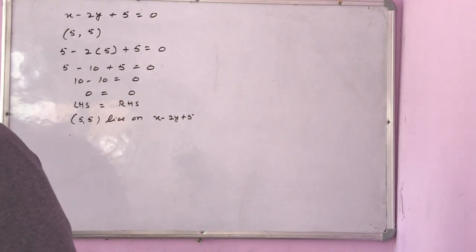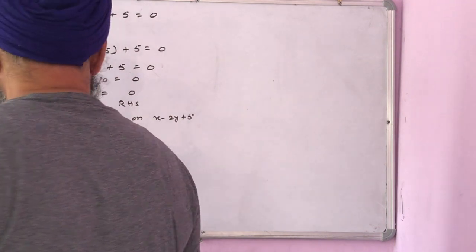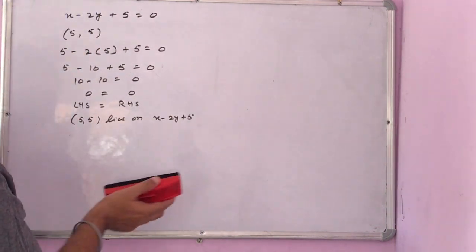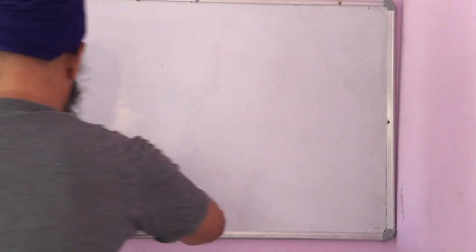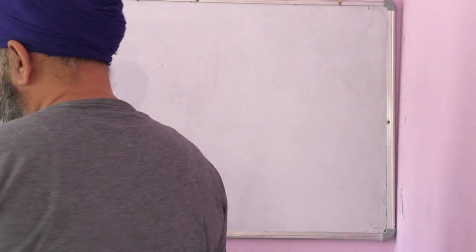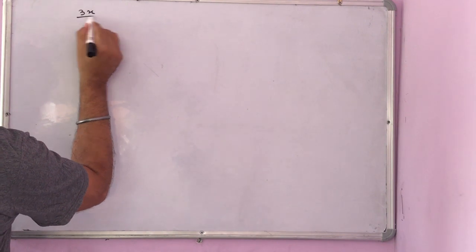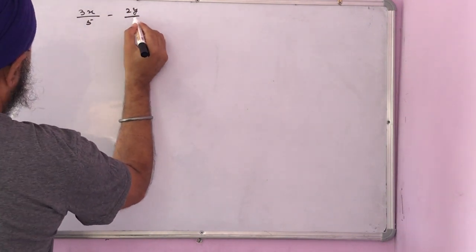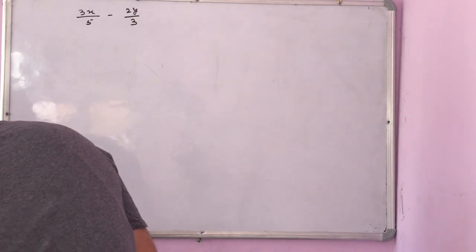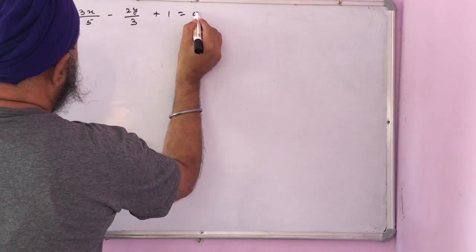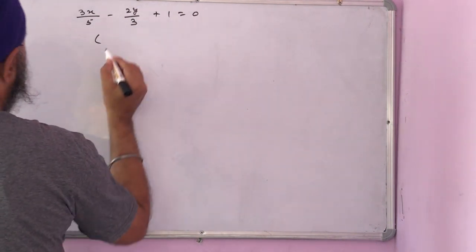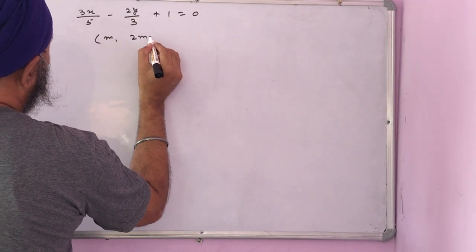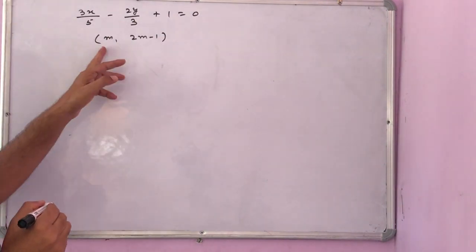I do question number 5. Other questions are the same, only we have to find values of k, m and like that. Question number 5: the line 3x upon 5 minus 2y upon 3 plus 1 equal to 0 contains the point (m, 2m minus 1). I have to find the value of m.